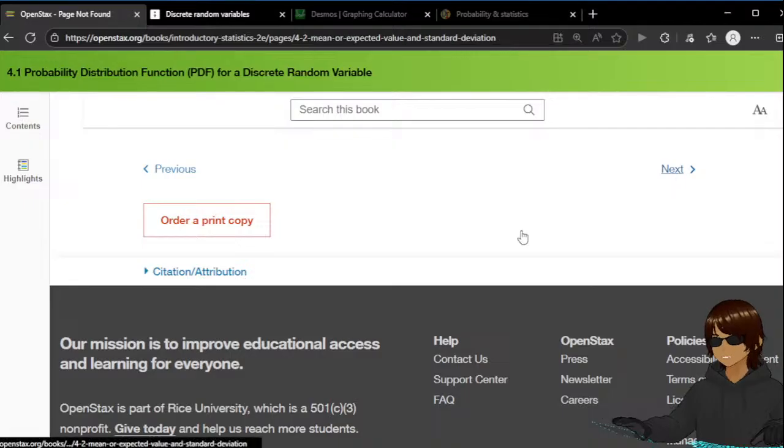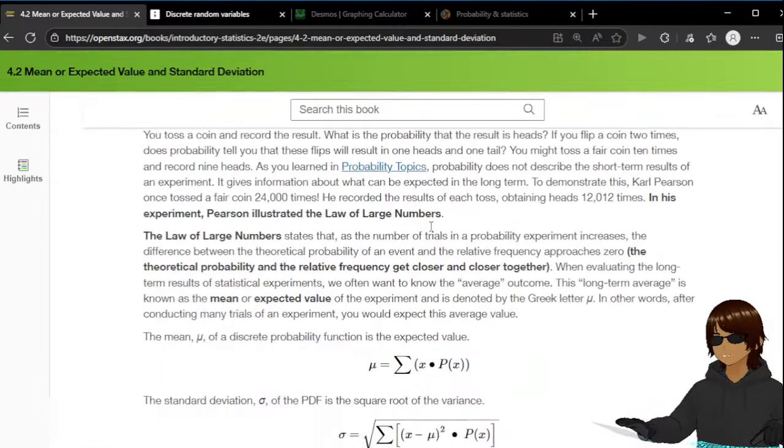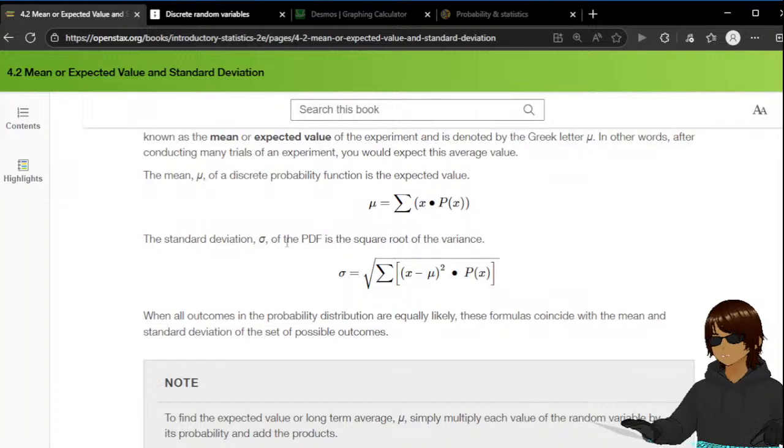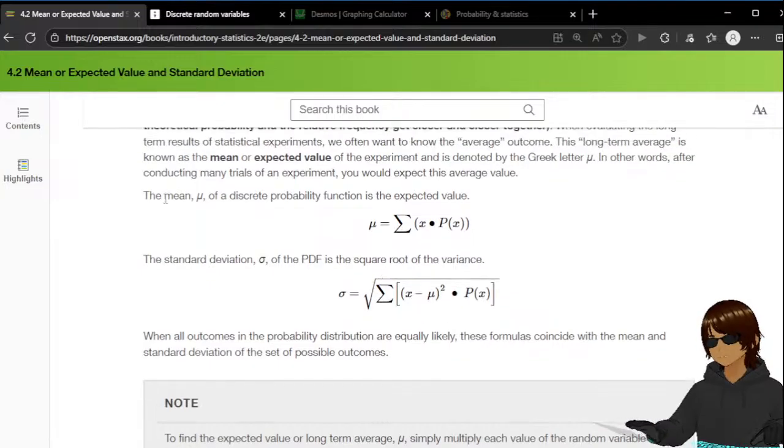So mu is what? Mu is for the population, and sigma is the standard deviation. Mu and sigma, they are both for the population, right? Not for the sample.